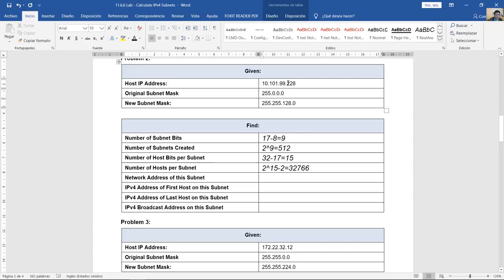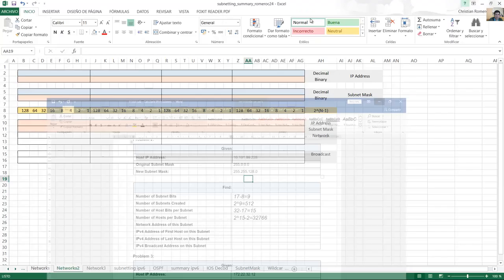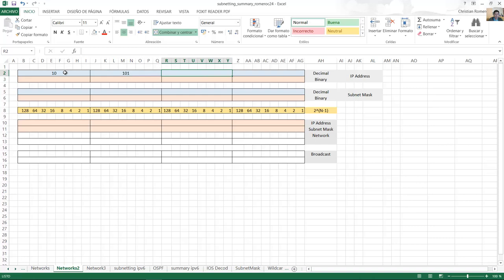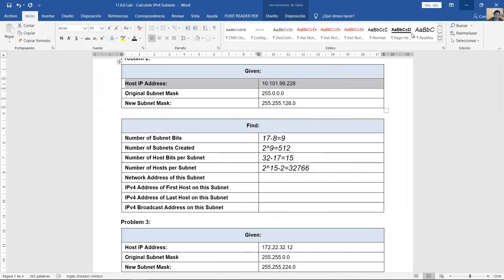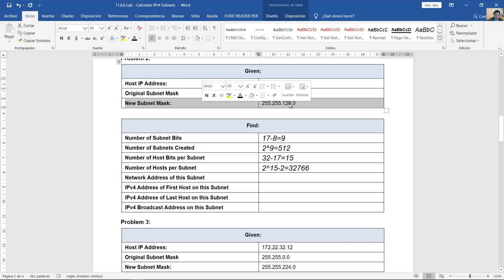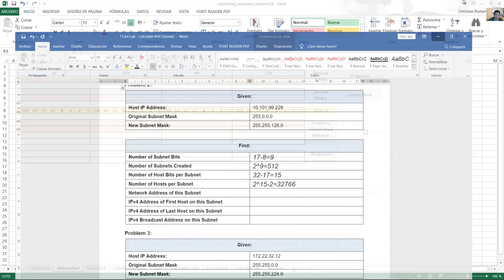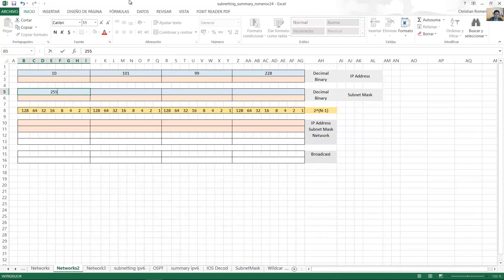Host IP address 10.101.99.228, and the new subnet mask 255.255.128.0. Convert to binary in both cases.